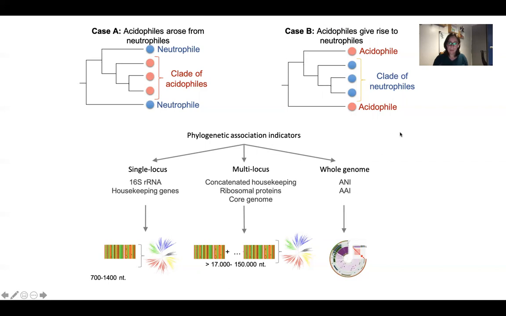So to identify if we have case A or B, we construct phylogenetic trees using different methods. Single locus, where the gold standard method is the 16S ribosomal marker. Multi-locus, when we use several markers. Or whole genome analysis, when we compare the composition of the genomes.